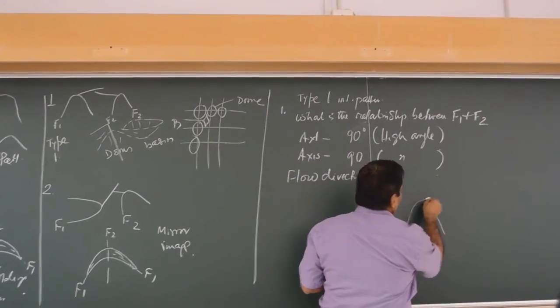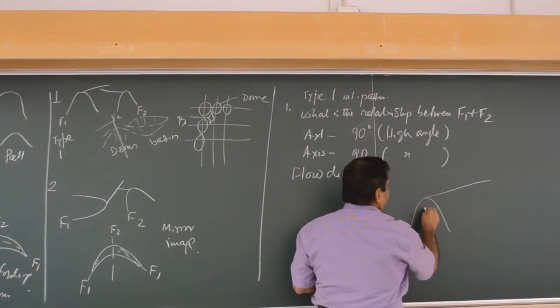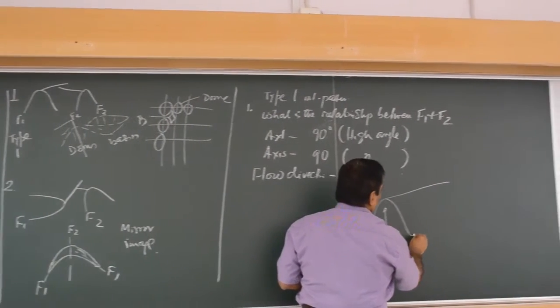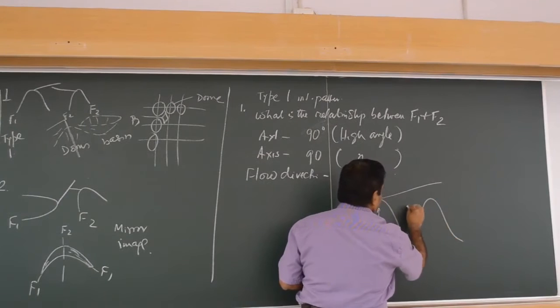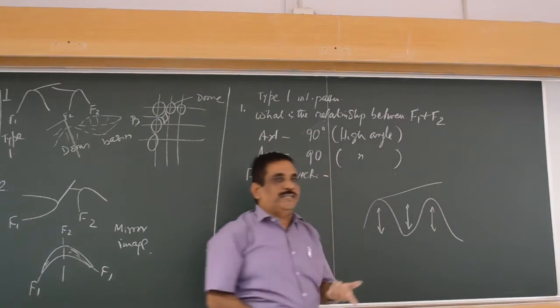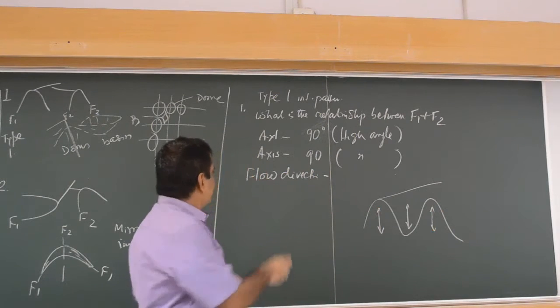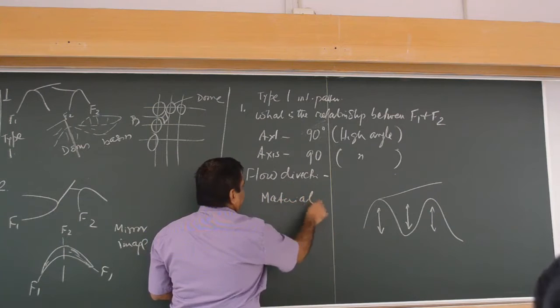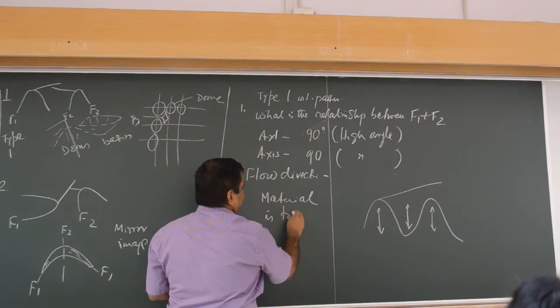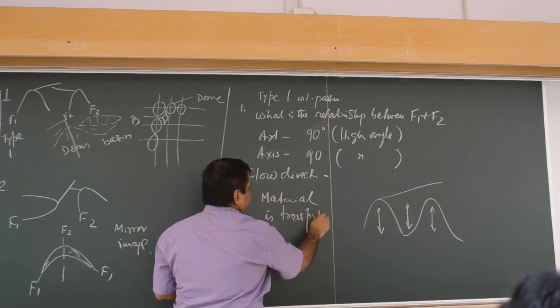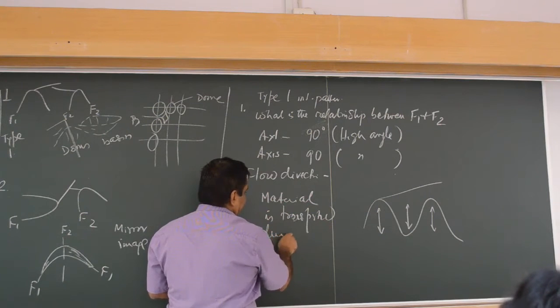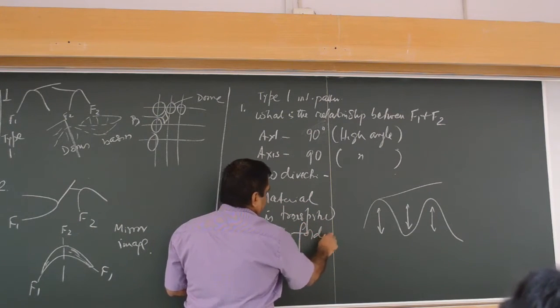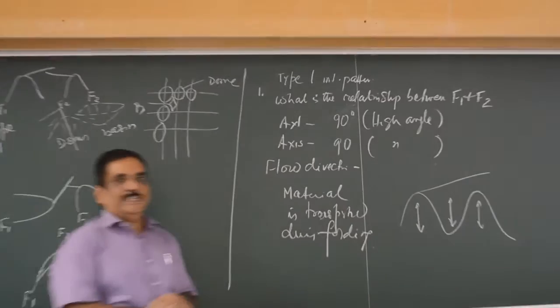Flow direction is like this, but you have antiforms and synforms in mind. So flow direction is how the material is being shifted, how the material is transported during folding. That is the flow direction.